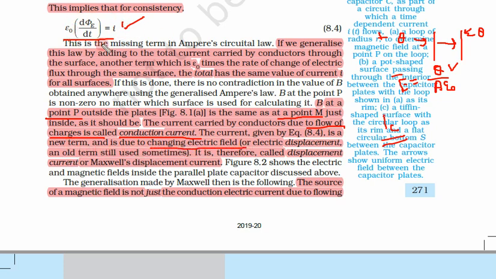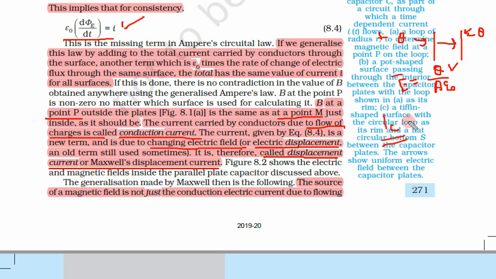So the current given by this formula is a new term and due to changing electric field. So why this current arises? Because of the changing electric field. Previously it was called electric displacement. So now we call it electric field, but previously it was called electric displacement. That's why the additional current is called the displacement current, because previously this electric field was called electric displacement. That's why we say it the displacement current or Maxwell's displacement current.